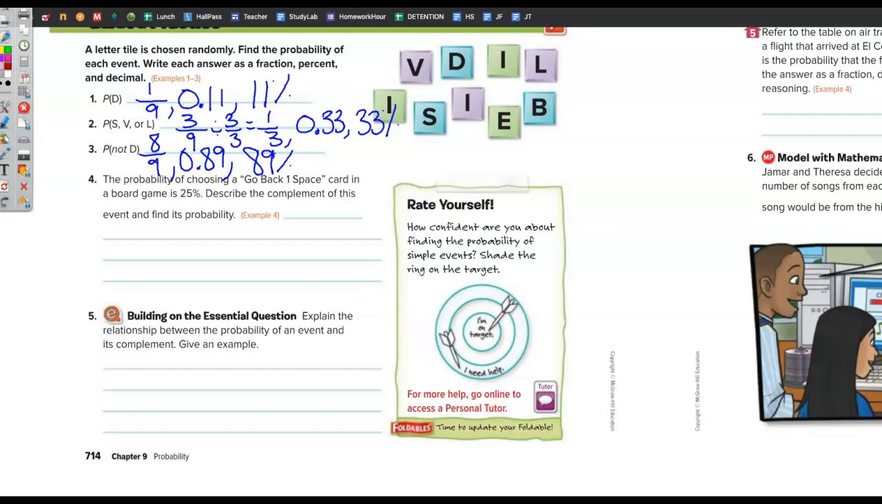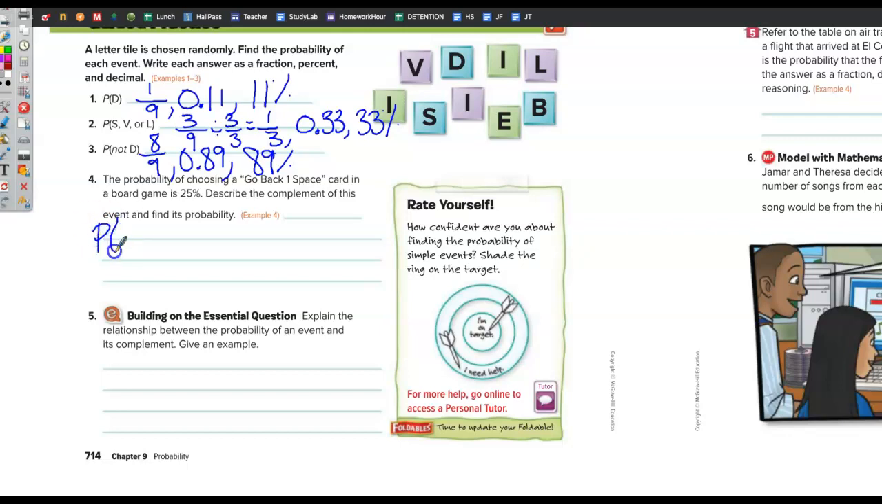Yes, but not every card in the deck is going to be go forward one, right? To describe it, you have to tell me what the complement is. What, Carter? Not going backwards. So not selecting a go backwards one space. I get what you're saying, Trey, but not every card in the deck is either go forward or go backwards, right? There are other cards like skip or go to jail. So it's saying what's the opposite of selecting a go back space? It's not selecting a go back one space.